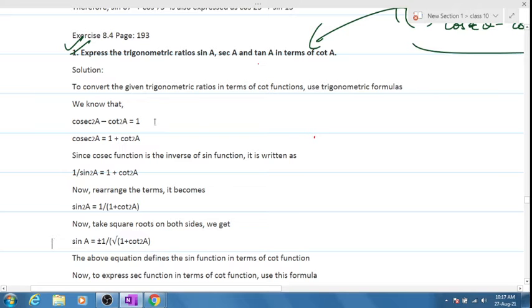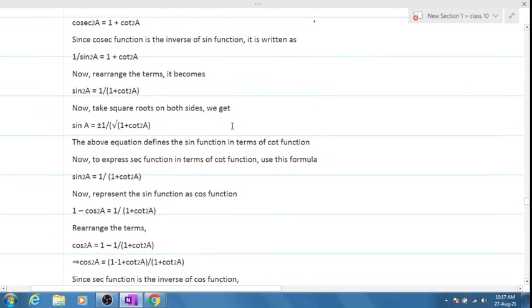Yes or no? How will you convert cos A? Sin square A can be written as 1 by 1 plus cot square A. Yes or no? Then sin square A can be easily converted into 1 minus cos square A, because sin square A plus cos square A is equal to 1. Therefore, sin square A can be easily written as 1 minus cos square A.